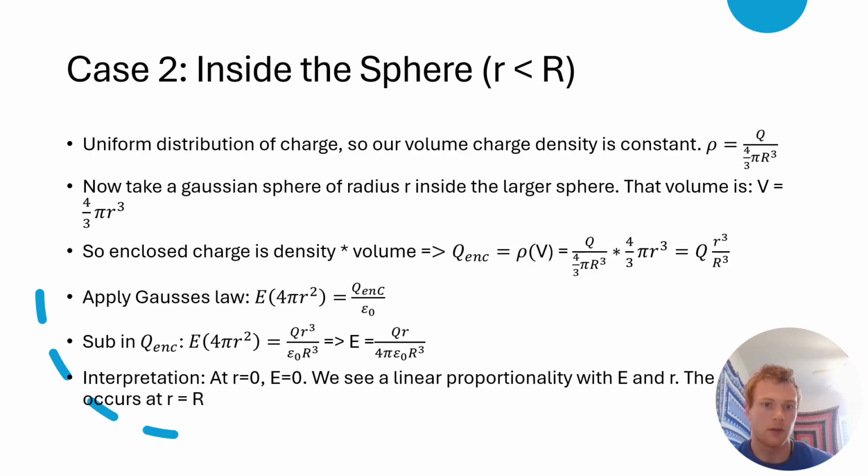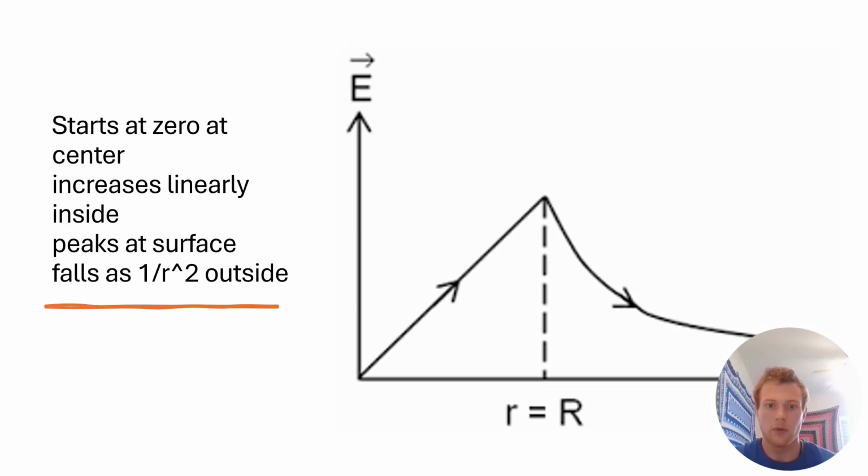And so we apply Gauss's law, and then we sub in what that Q is. And rearranging, we see that it creates a linear proportionality between E and R. So as R gets bigger, E gets bigger as well. And we see that with this graph. It starts at 0, and it peaks right here, that would be at R equals R. And then it goes down from there at a 1 over R squared relationship.